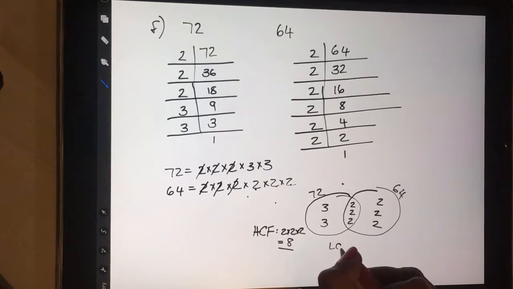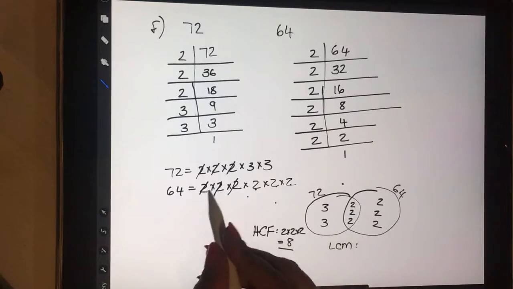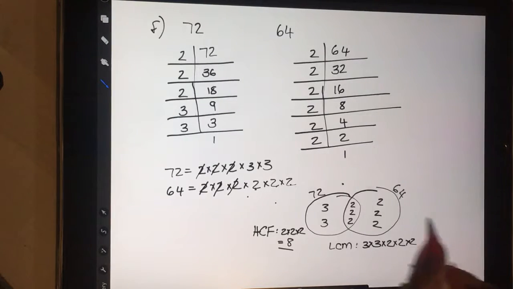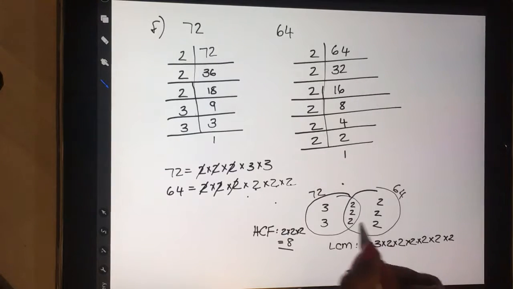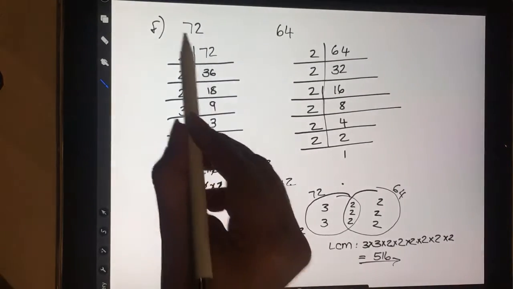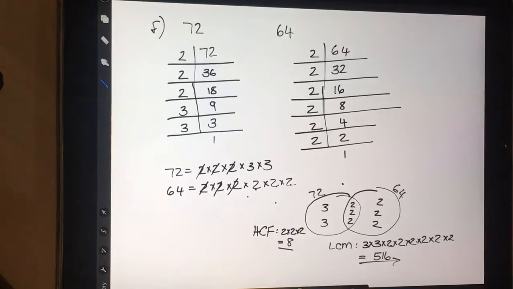For the lowest common multiple, you need to multiply everything in here. So it's going to be 3 times 3 times 2 times 2 times 2 times 2 times 2 times 2. That's six 2's and two 3's. And if you multiply everything together, you get 516. And that is your lowest common multiple of 72 and 64.